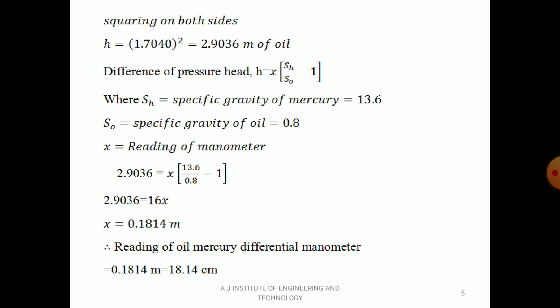Therefore, the reading of the oil mercury differential manometer is 0.1814 meter, or you can express it in centimeter. That is 18.14 centimeter, because 1 meter equal to 100 centimeter; you just multiply 0.1814 into 100. So that is the required reading of the oil mercury differential manometer. First you have to find the h value, then using the h value you find the value of x.